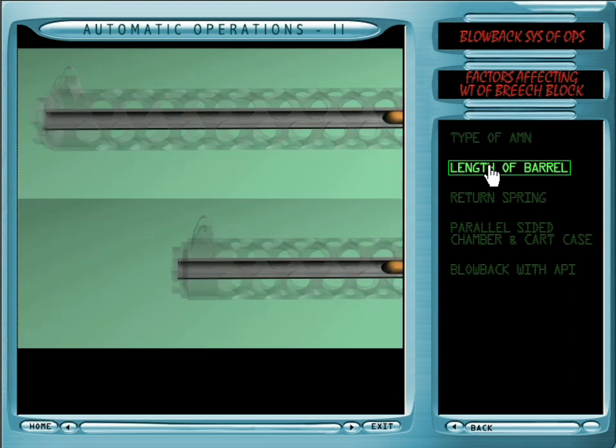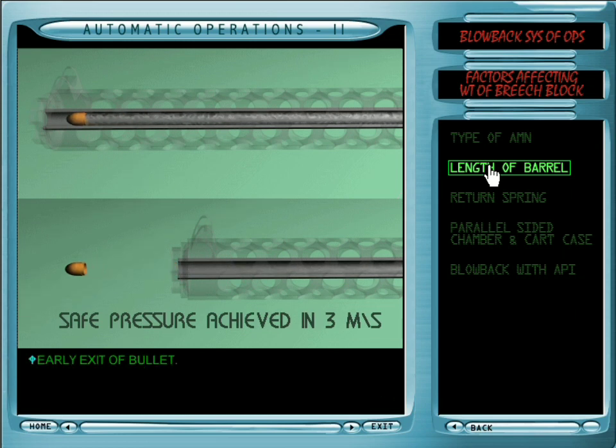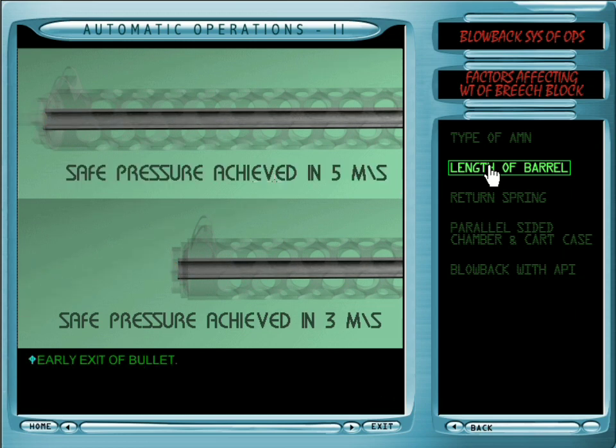Length of the barrel. If the length of the barrel is reduced, the bullet will exit early. This will lead to safe pressure being achieved earlier and thus the delay or the retarding force to be that much less. As a result of this, the weight of the breech block, also the return spring, can be kept lighter.